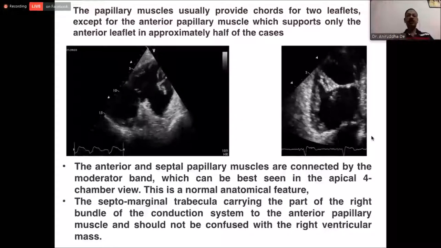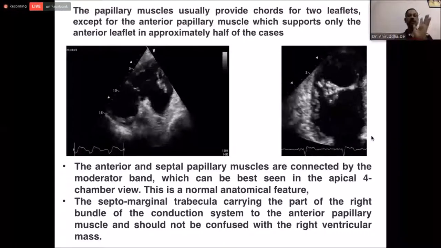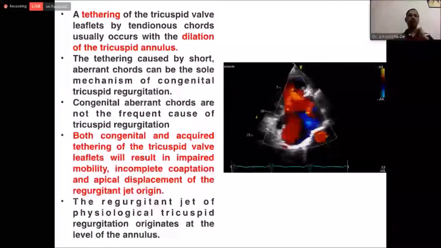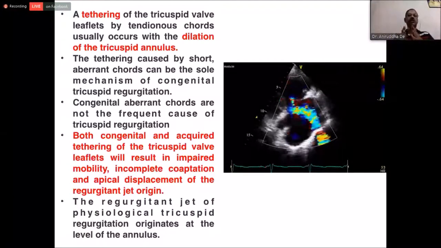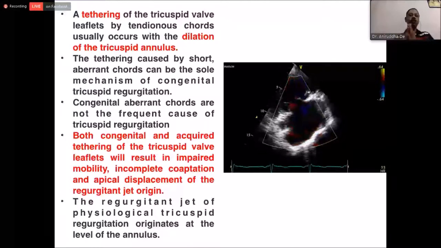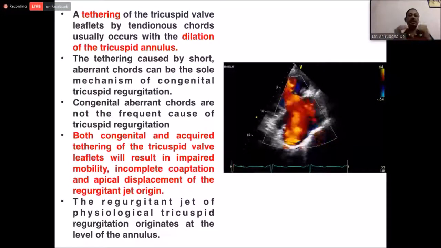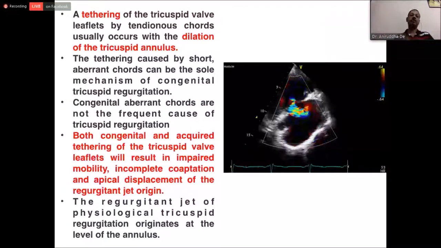And the septomarginal trabecula, carrying part of the right bundle of the conduction system to the anterior papillary muscle, should not be confused with a right ventricular mass. So this is very important. Any tethering of the tricuspid valve, both congenital and acquired, causes dilatation of the tricuspid annulus, and tethering of the tricuspid valve leaflet will result in impaired mobility, incomplete coaptation, and apical displacement of the regurgitant jet origin.